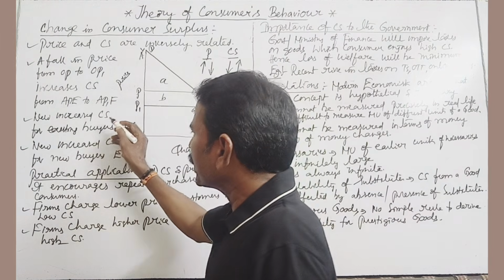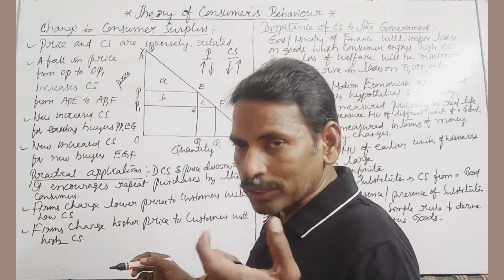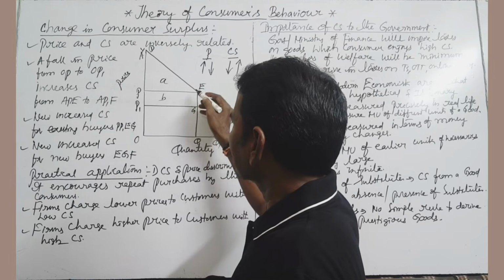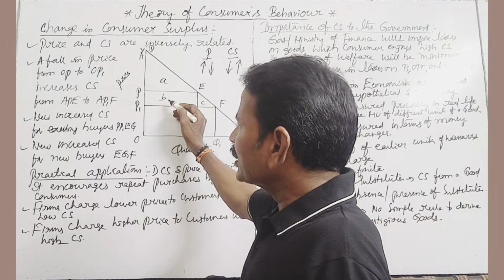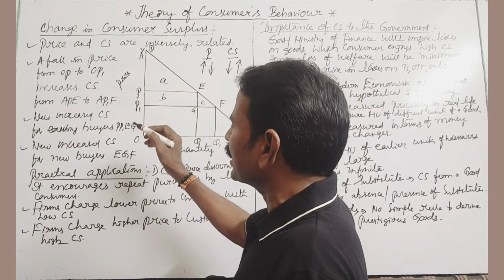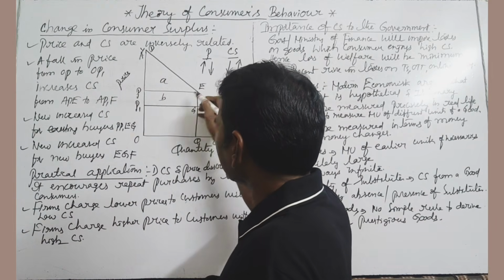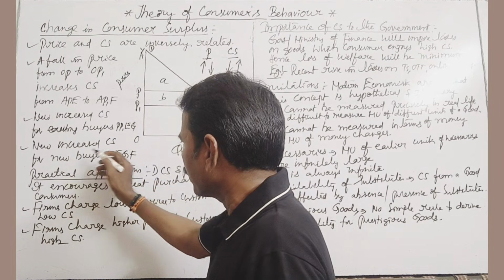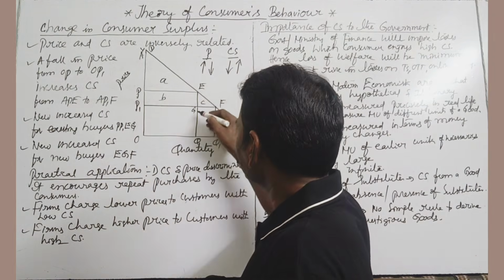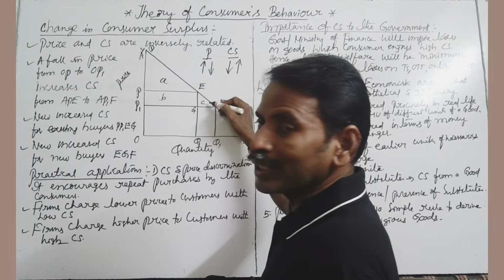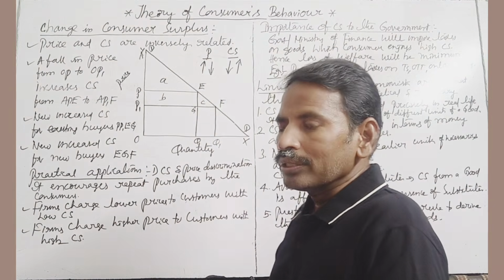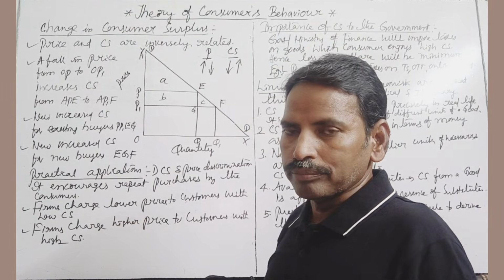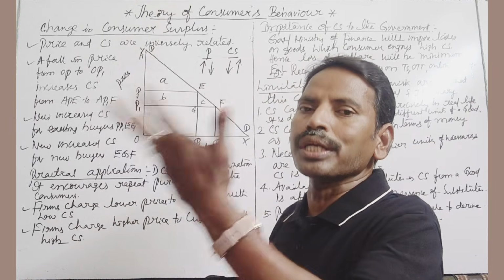So the new increased consumer surplus for existing buyers is PP1GE, that is called rectangle B. The new increased consumer surplus for new buyers is EGF, triangle C. So these are the consequences when there is a fall in price. Fall in price, consumer surplus increases.